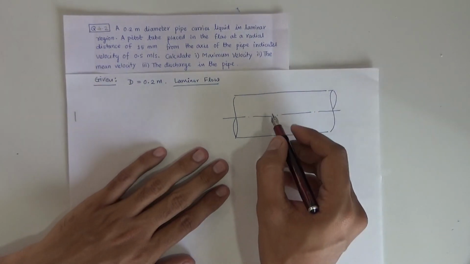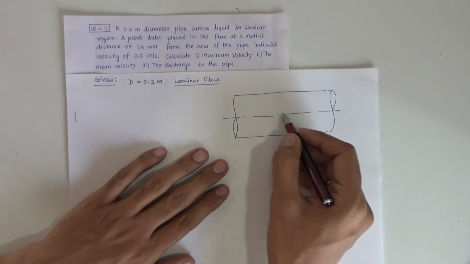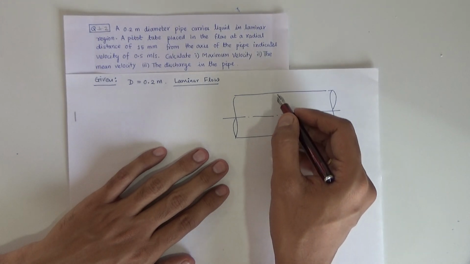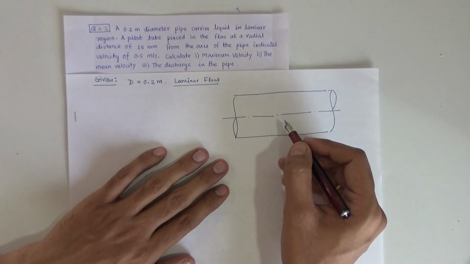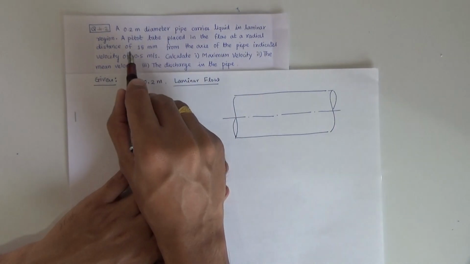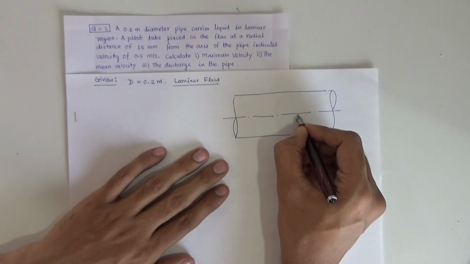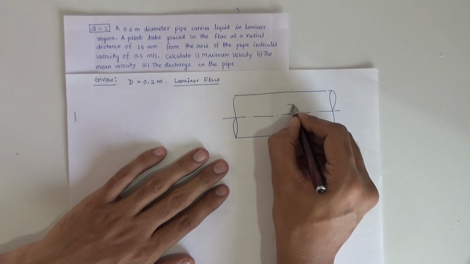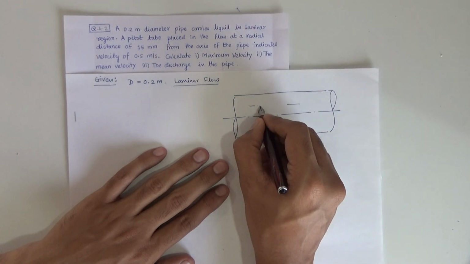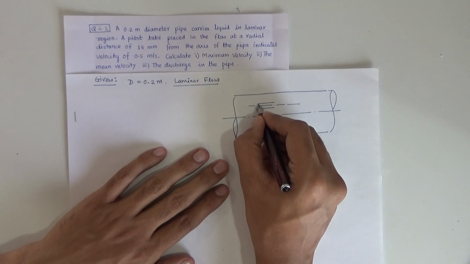So what is the pitot tube? It is a 90-degree tube which is focused towards the flow. If I place it anywhere in the section, it will give the local velocity. So they are saying that the pitot tube is located at a radial distance of 15 mm from the axis. Means from the axis, 15 mm is the distance. So this is the distance where the pitot tube probe is placed. So like this the pitot tube will be placed.